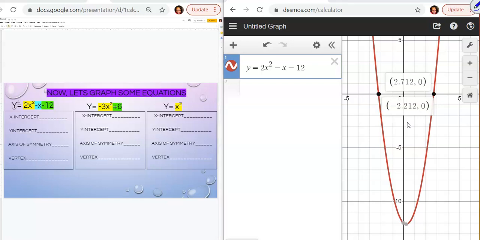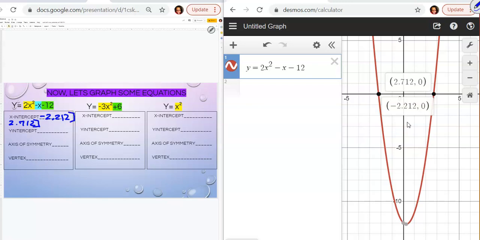So I see that the x-intercepts, I have two of them, and one is at negative 2.212, and the other one is at 2.712. Okay, and those would represent my x-intercepts there.